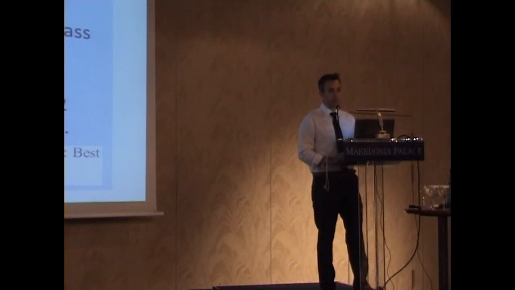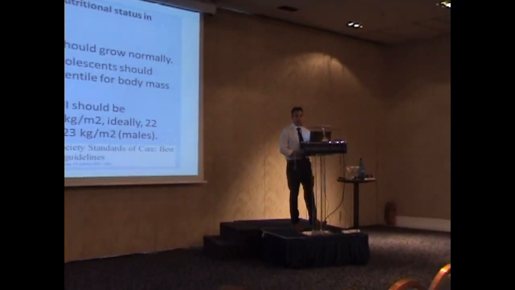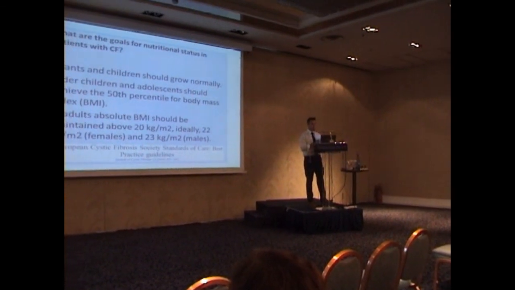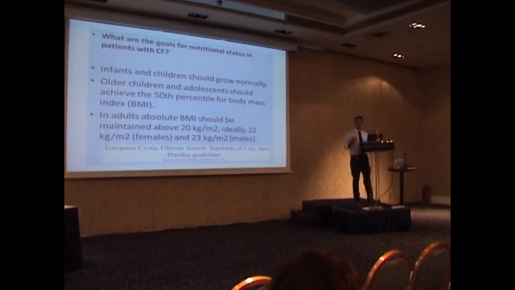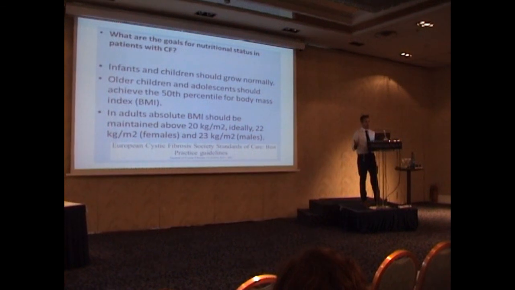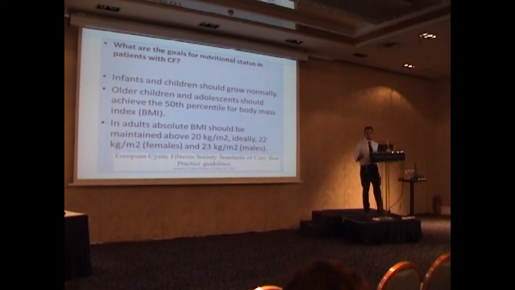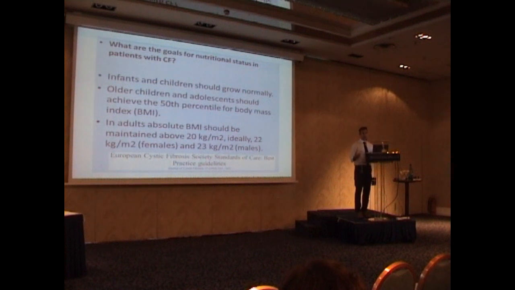And these were published in the Best Practice Guidelines, published in 2014, just earlier on this year. And these are very simple. We want infants and children to grow normally. There is no such thing as CF-specific growth charts, and that's because we should expect our children with cystic fibrosis to grow the same.